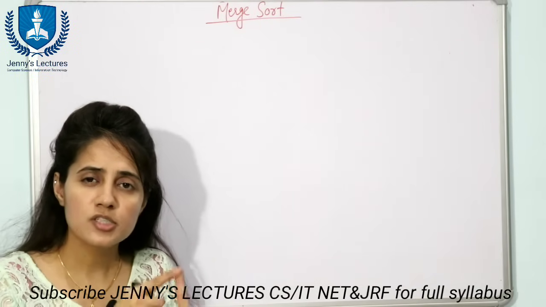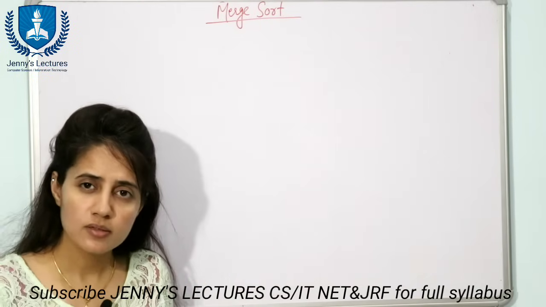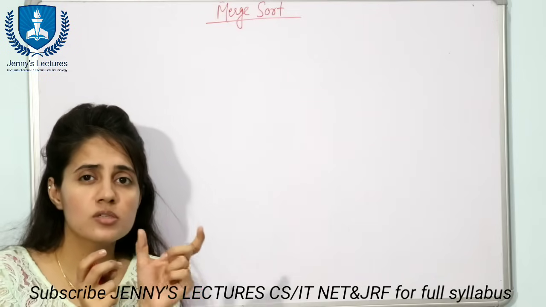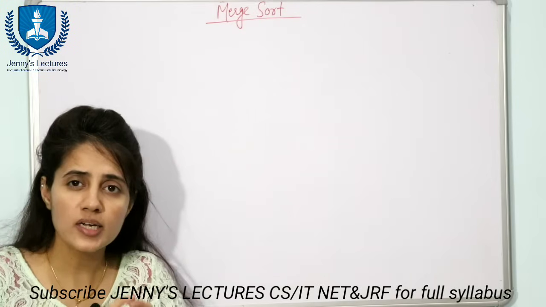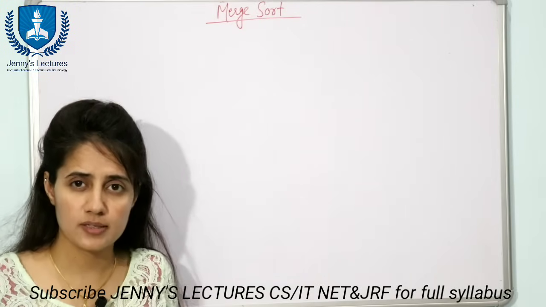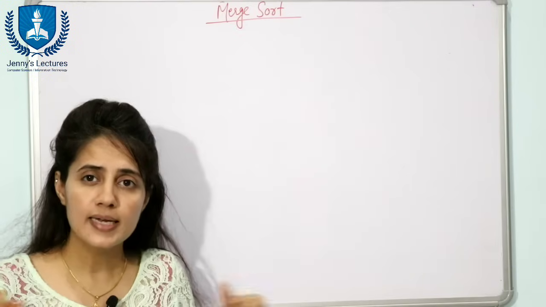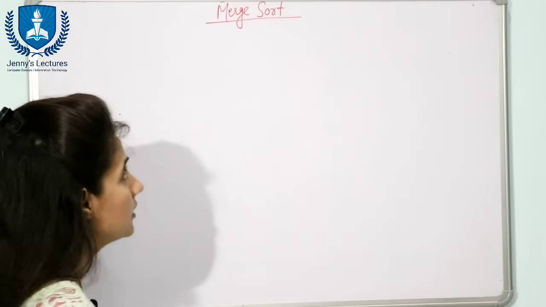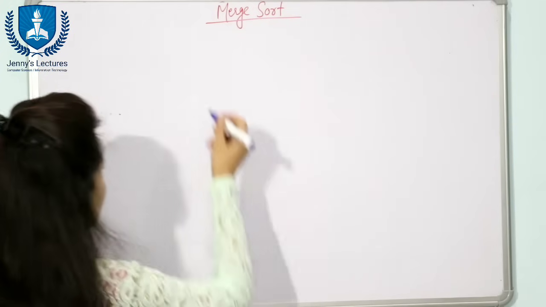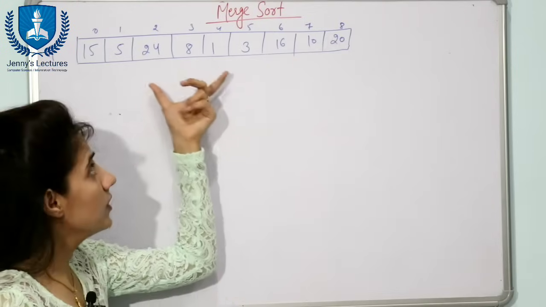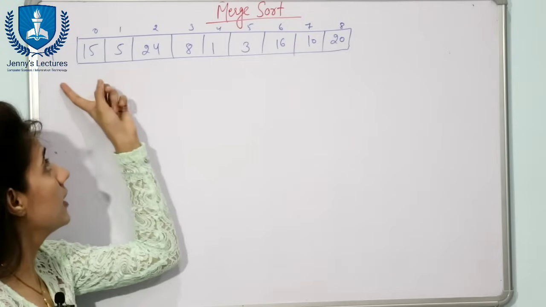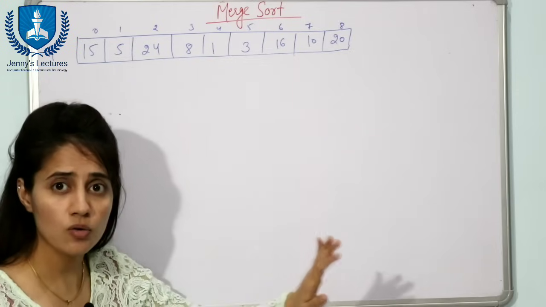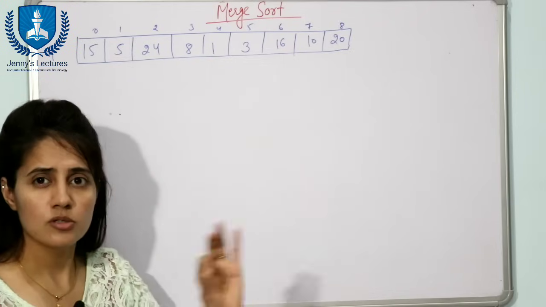So the first step is dividing the given list into sublists. The second step is merging those sublists to get one complete sorted list. So these are the two main steps. Let us take one example and see how merge sort will work. We have this array named A with 9 elements, and we are going to sort these elements in ascending order, applying merge sort.